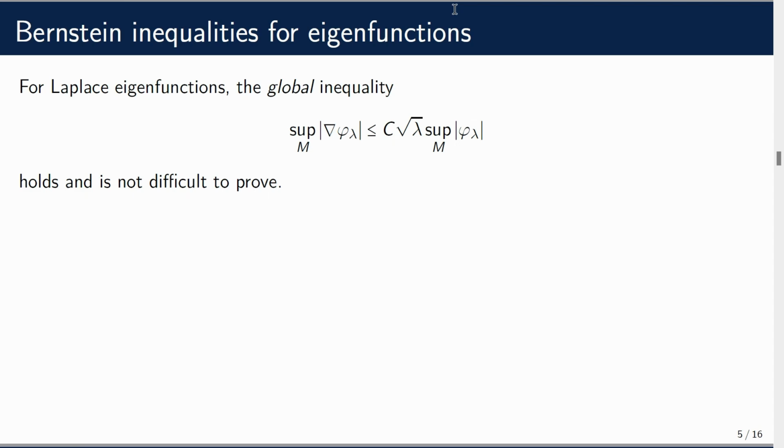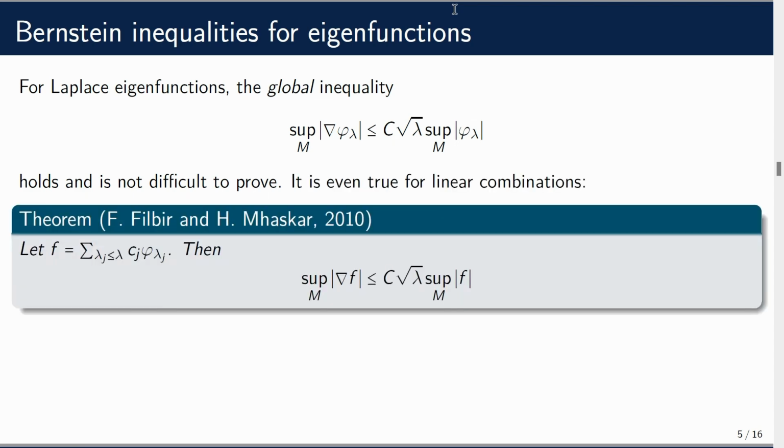Just a quick shout out. This is actually true even if you take linear combinations of eigenfunctions. This is a result that I like to mention every time I give this talk, because these guys come from the theoretical machine learning, data analysis community. But this is a math paper, and this is an impressive result that I think is not well known enough in the community. Anyway, this is for the global inequality.